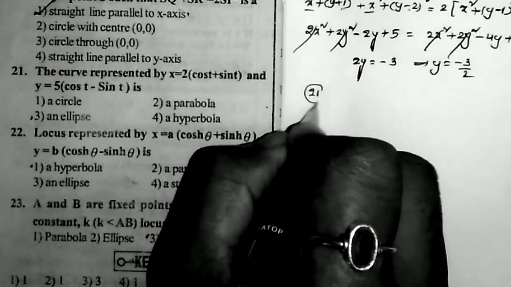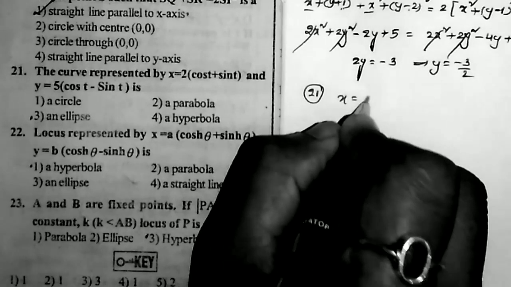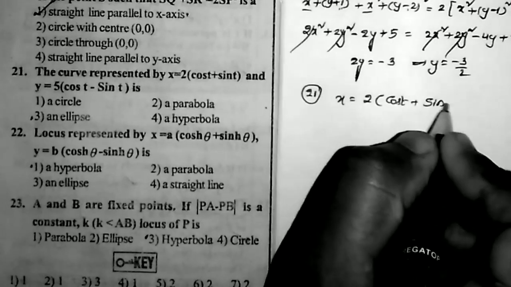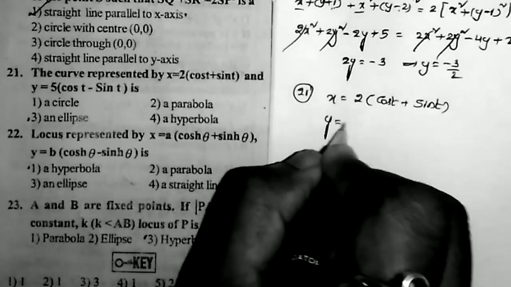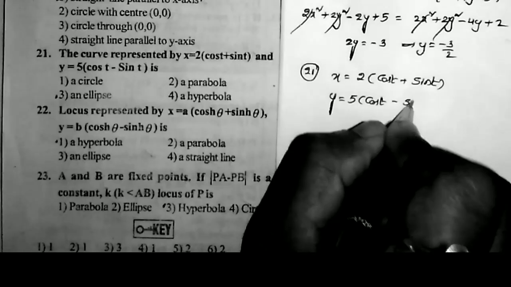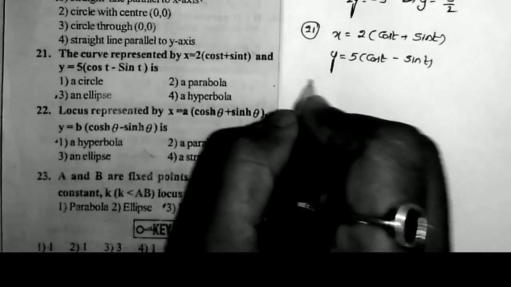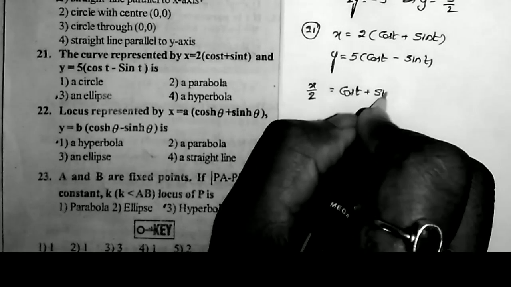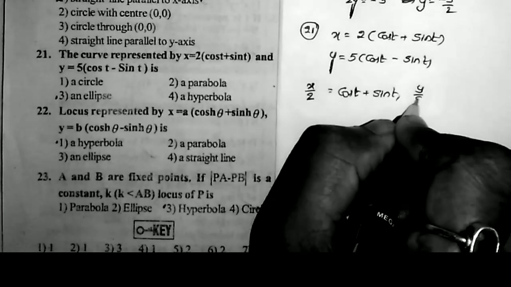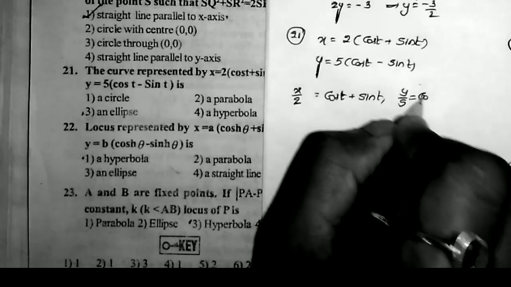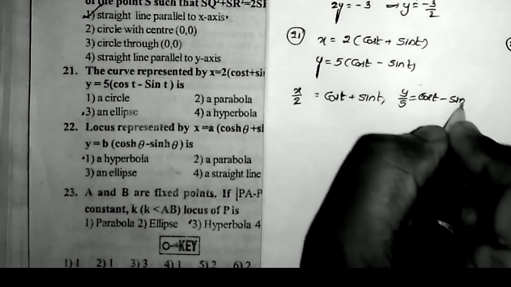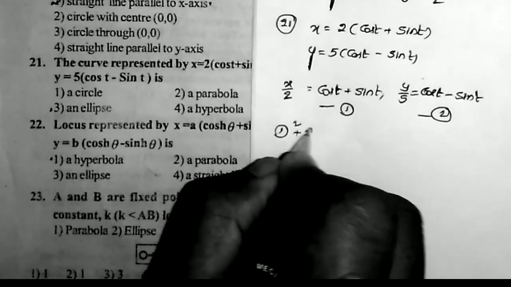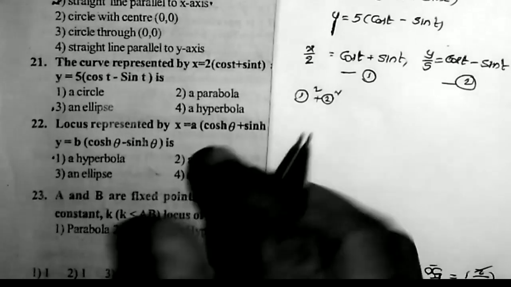Next, sum 21. The curve represented by the equation. Here one curve is given, that is x is equal to 2 into (cos t plus sin t), and y is equal to 5 into (cos t minus sin t). What does this equation represent? First I take x by 2 is equal to cos t plus sin t, and y by 5 is equal to cos t minus sin t. First equation, second equation. Now squaring and adding both of the equations.